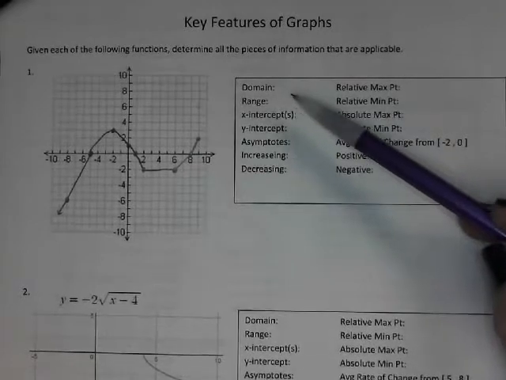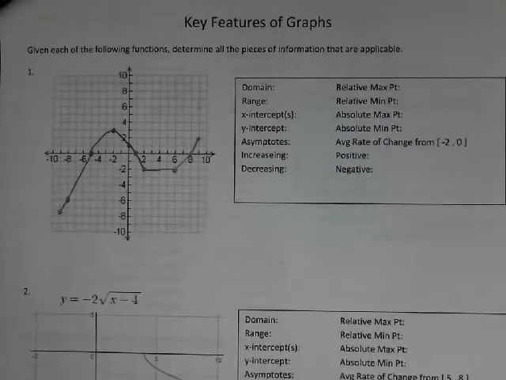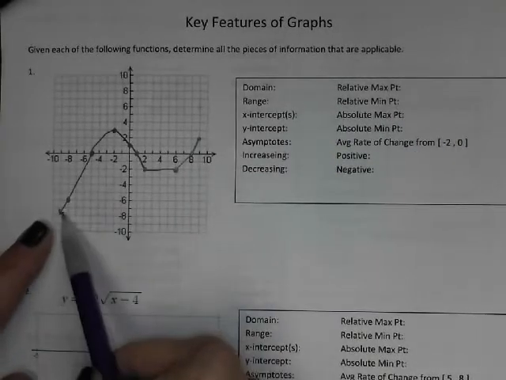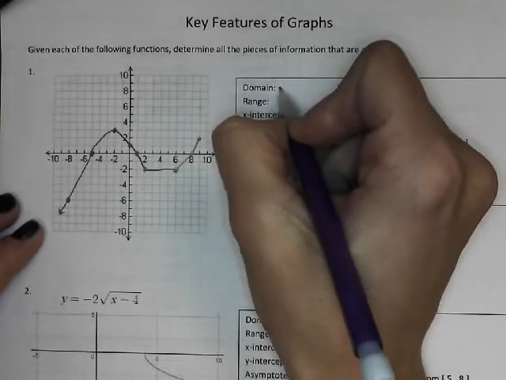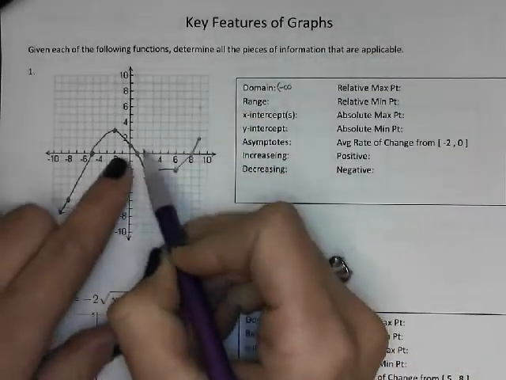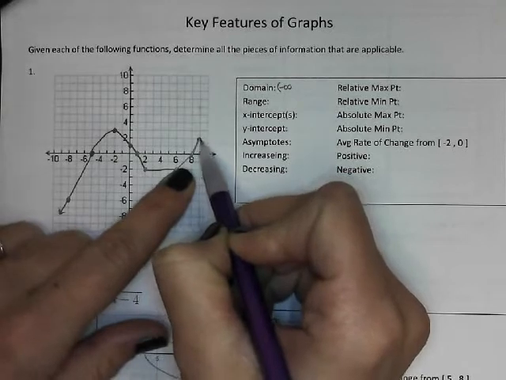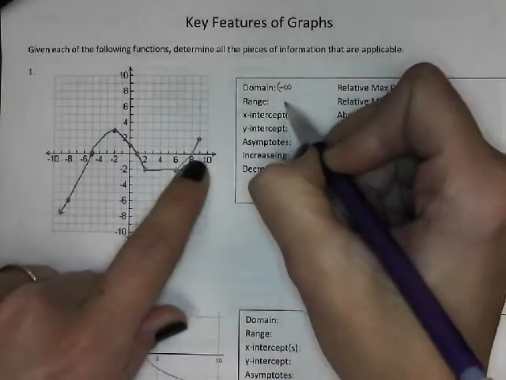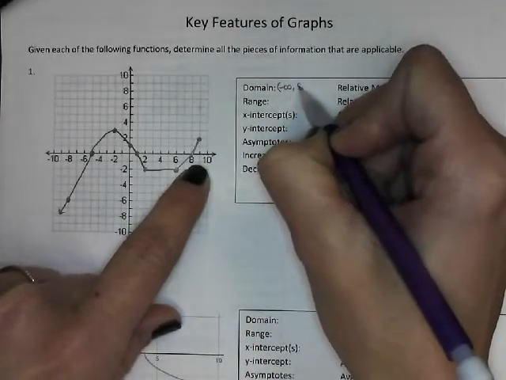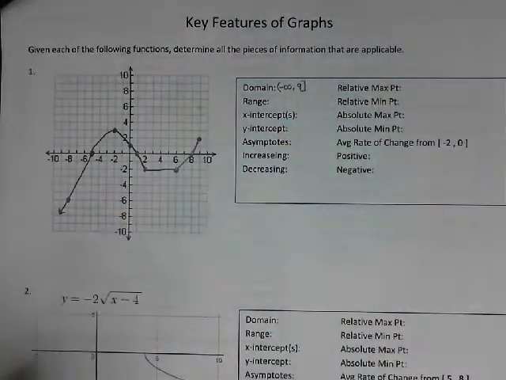On the first example, domain and range. Domain, how far left to how far right. Now, because this has an arrow on the left, it's starting with negative infinity. And as it goes to the right, it's stopping here with a solid circle. So it's going up to an x-coordinate of 9, and that does include 9, so we use a bracket.